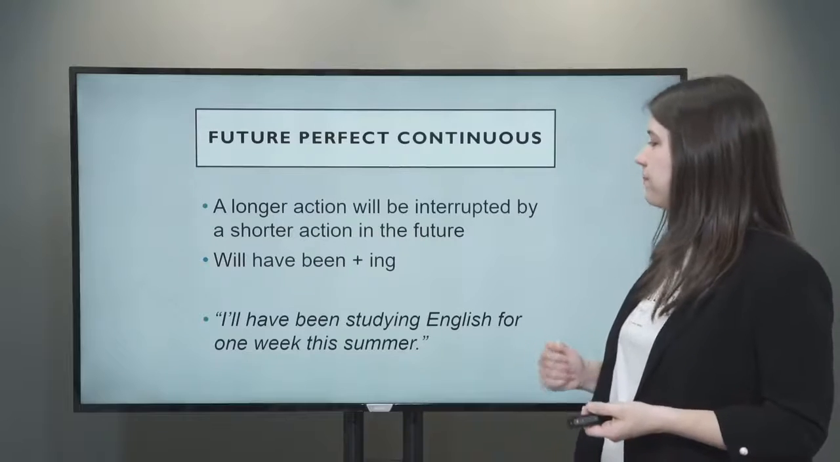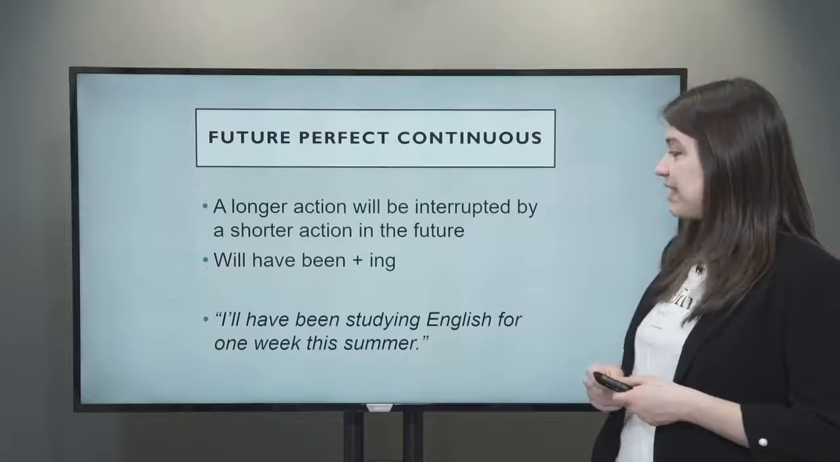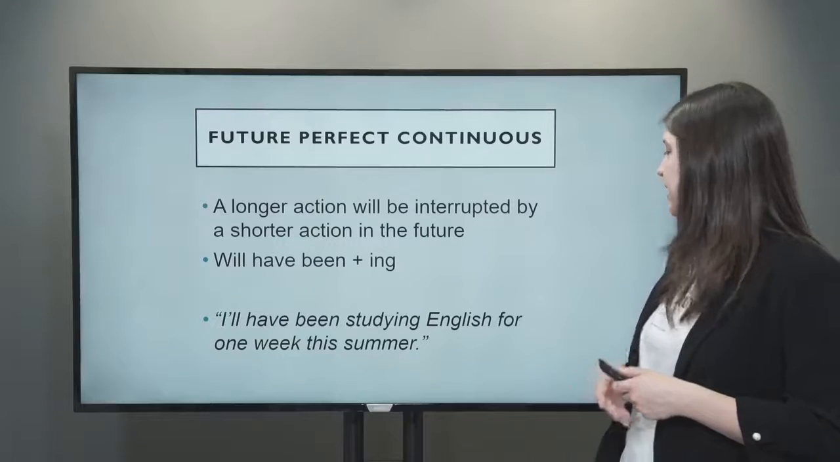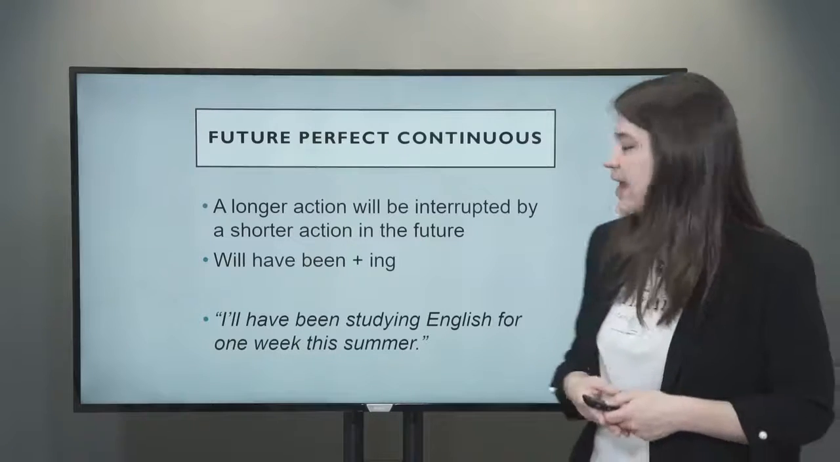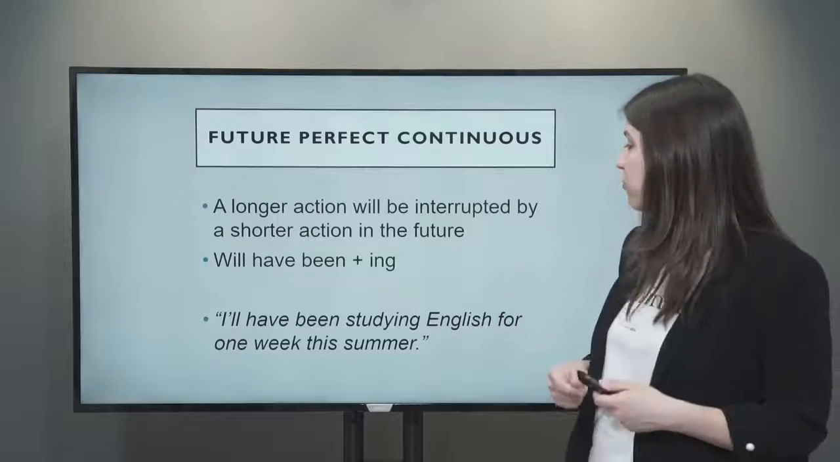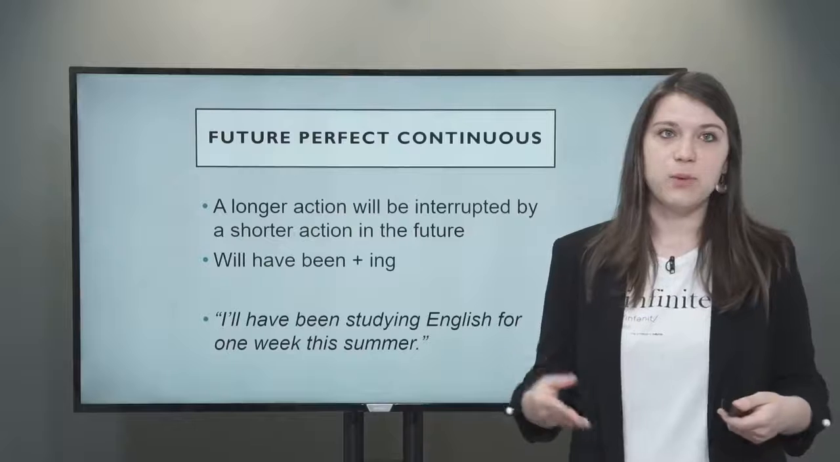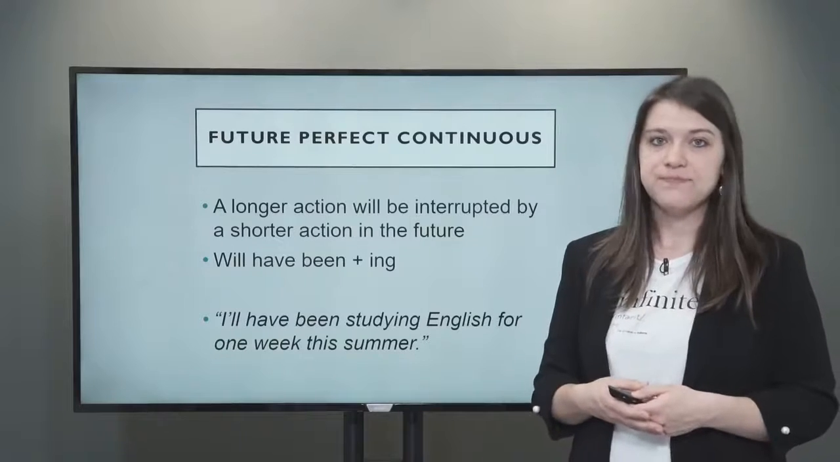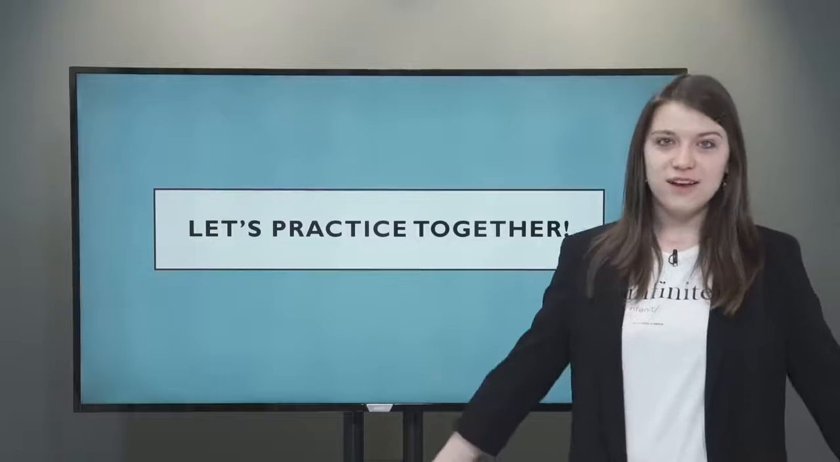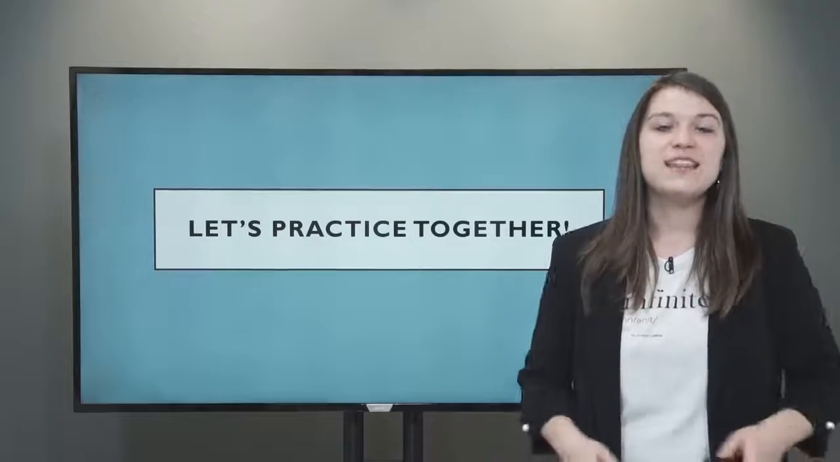Okay, for example, I will have been studying, or I'll have been studying English for 1 week this summer. Okay, so this means that it will be a whole week that you've been studying at a specific point in the future. Okay, so now that we have reviewed all of the English tenses, let's practice together.